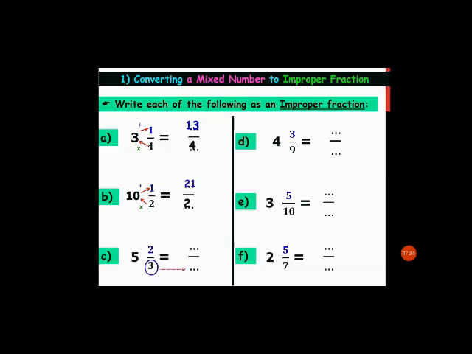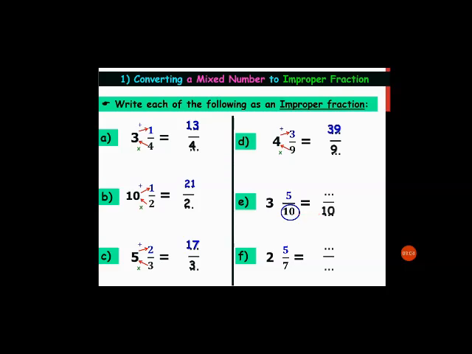Then 3: put the denominator as it is, and then 3 times 5 equals 15. 15 plus 2 equals 17. Put the 9 as it is, and then 4 times 9 is 36. 36 plus 3 equals 39. 10 times 3 equals 30.